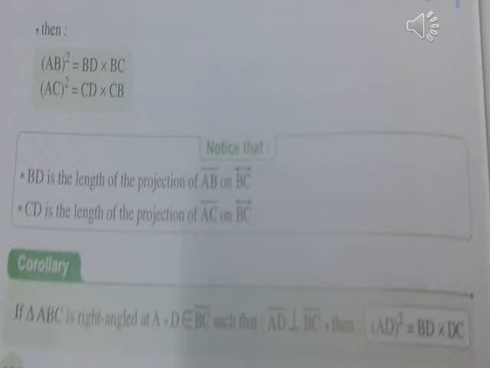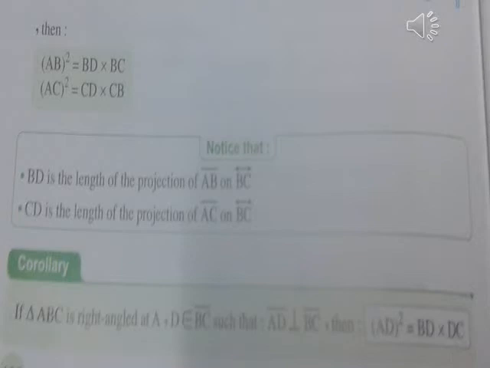then EB square equals BD times BC, EC square equals CD times CB. Notice that BD is the length of the projection of line segment EB on straight line BC. CD is the length of the projection of line segment EC on straight line BC.